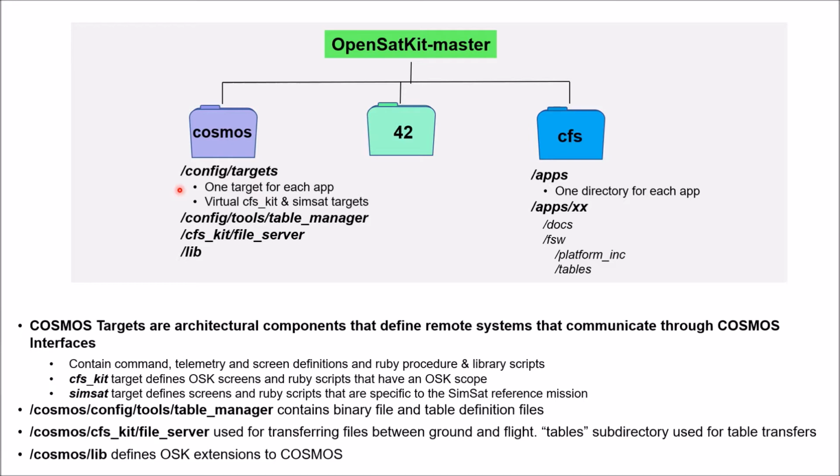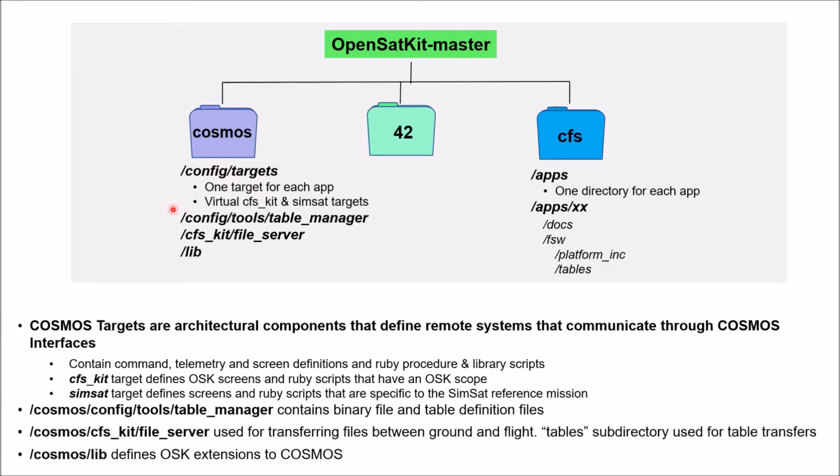The first is CFS_Kit that defines screens and Ruby scripts that have a system scope. CFS_Kit was OSK's original name. A second virtual target is SimSat, and this defines screens and Ruby scripts for OSK's reference mission.